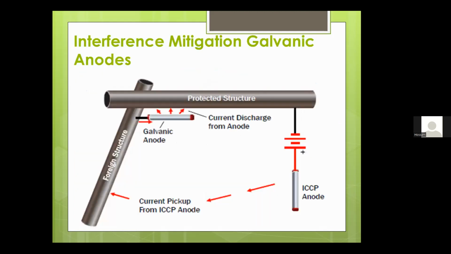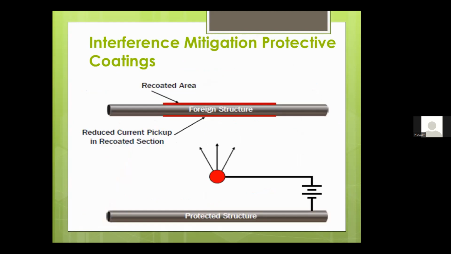Also, we can install a galvanic anode so that the interference current, or the stray current, will be discharged through the galvanic anode, and the corrosion reaction will occur on the galvanic anode surface, not the structure surface. We can apply coating, as we mentioned, in the pickup areas, not in the discharge areas.